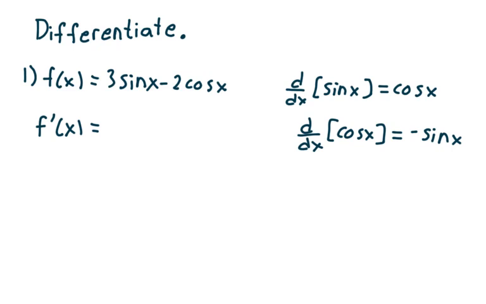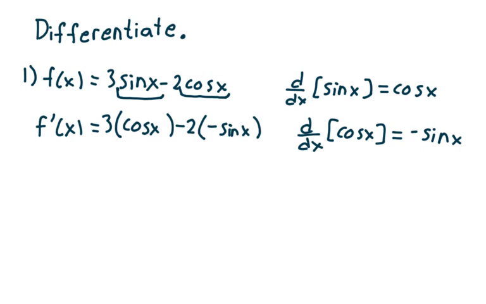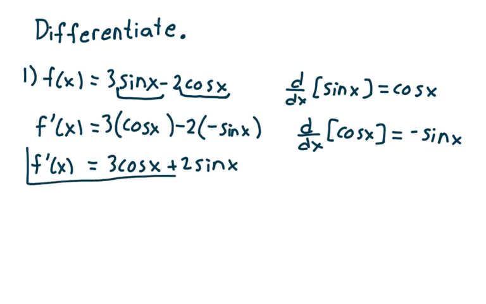And so putting this all together, I get 3, and then I'm going to multiply by the derivative of sine x, which is cosine x. I'm going to go minus 2 times the derivative of cosine x, which is negative sine of x. And if we go one step further, we can say f prime of x is equal to 3 cosine x plus 2 sine of x. That's how we do problem 1.